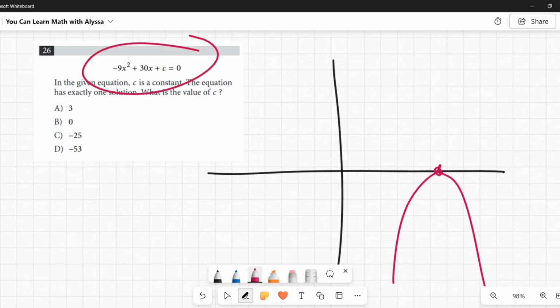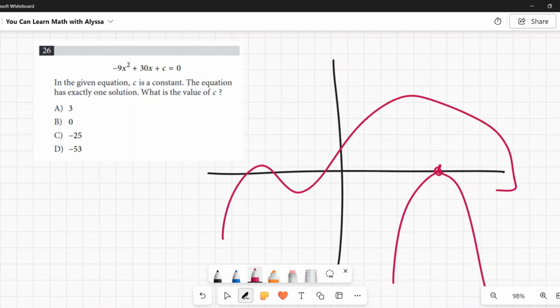We want this equation to be moved around somewhere on this graph so that it only has this one little spot. It's only touching the x-axis at one point. What c will make this true?